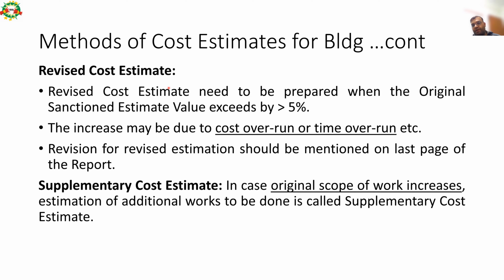So scope of work, for example, we had estimated to construct a G+1 structure with a built-up area of say 2000 square feet. Subsequently, because of a change in FAR or change in requirement or some other reason, the owner of the property wants to construct G+2 with an area of 3000 square feet, right? So here the scope of work has increased. So in case the scope of work increases, then we have to revise the estimate, and that revised estimate is called a supplementary cost estimate, not a revised cost estimate. So there is a hairline difference between these two items.